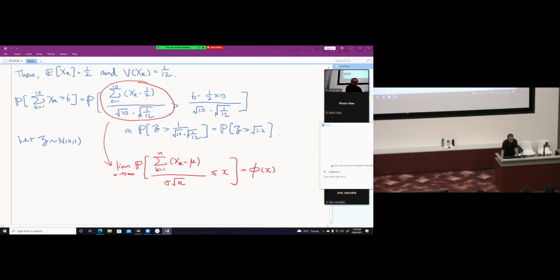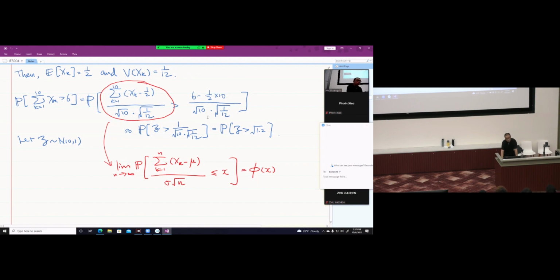this expression, right? Because what we really need to know is the sum of them bigger than 6. If on the left-hand side we did some transformation like that, on the right-hand side we need to do the same transformation accordingly so that we can still keep the inequality there, right? So let's think of what we did. First, in the numerator, for 10 guys, we remove 1/2 each. So in total we remove 5, right? So this 6 should minus 1/2 times 10. And then this is divided by square root of 10 times square root of 1/12.